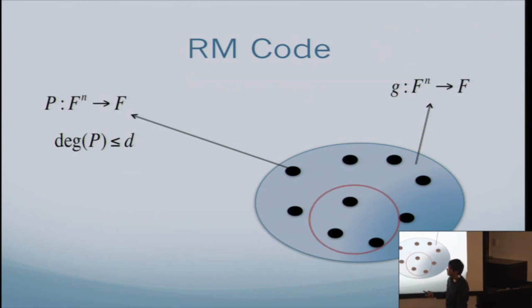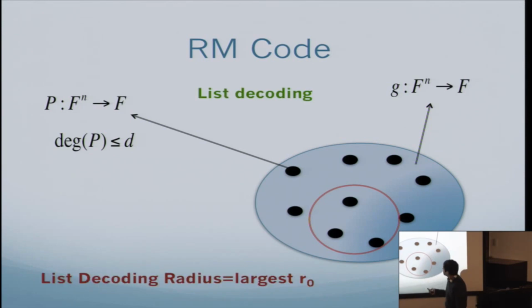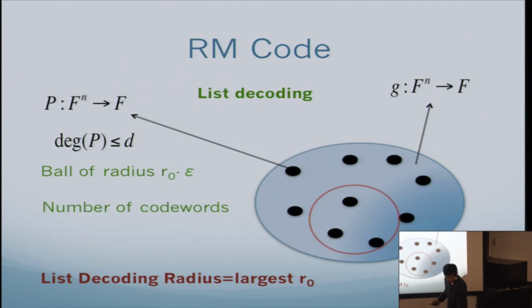Okay, now that we saw what the Reed-Muller code is, what is list decoding of the Reed-Muller code? There's something called the list decoding radius, and it's the largest R0 such that if I look at any ball of slightly smaller radius, then the number of code words is independent of n. So what is the maximum R0 you can have, such that if I shrink the ball a little bit, the number of code words loses any dependence on n.